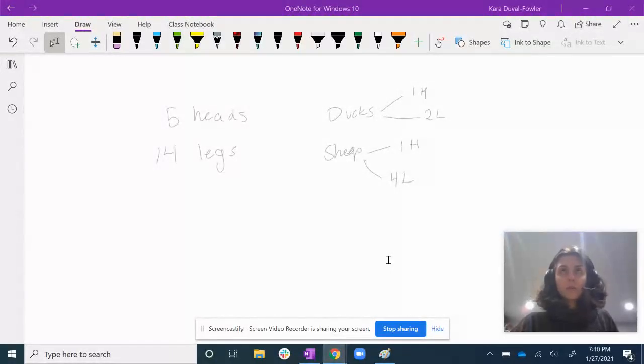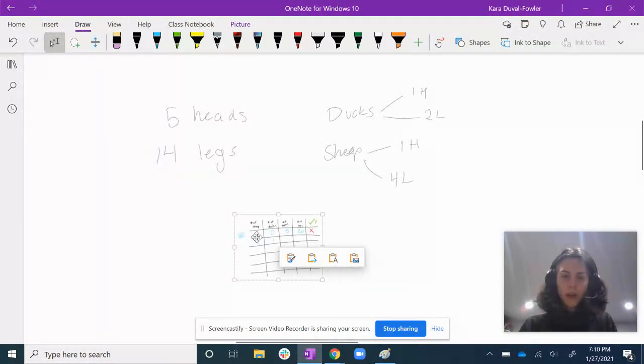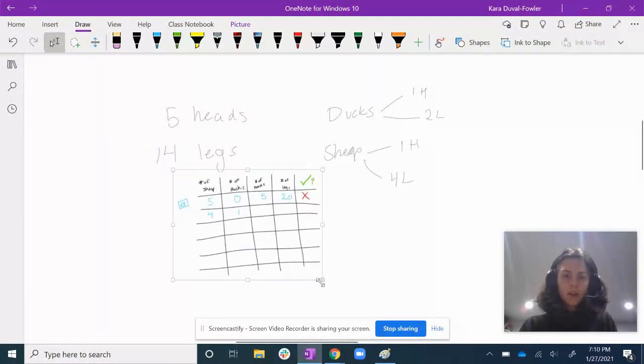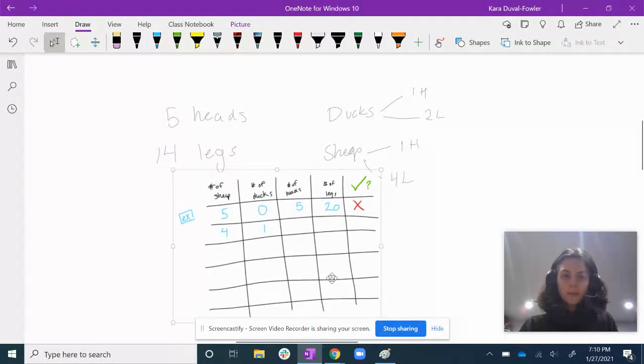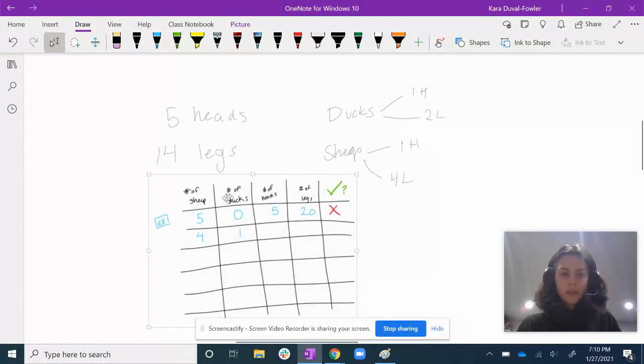So, with the information we know about ducks and sheep, and with the knowledge about how many total heads and how many total legs there are, we should be able to figure out how many ducks and how many sheep there are. A nice way to do this is to make a chart and go forward from there. As you probably saw, the chart has the number of sheep, the number of ducks, and then based on the information you input, how many heads would that be, how many legs would that be, and does that match what we're trying to find?